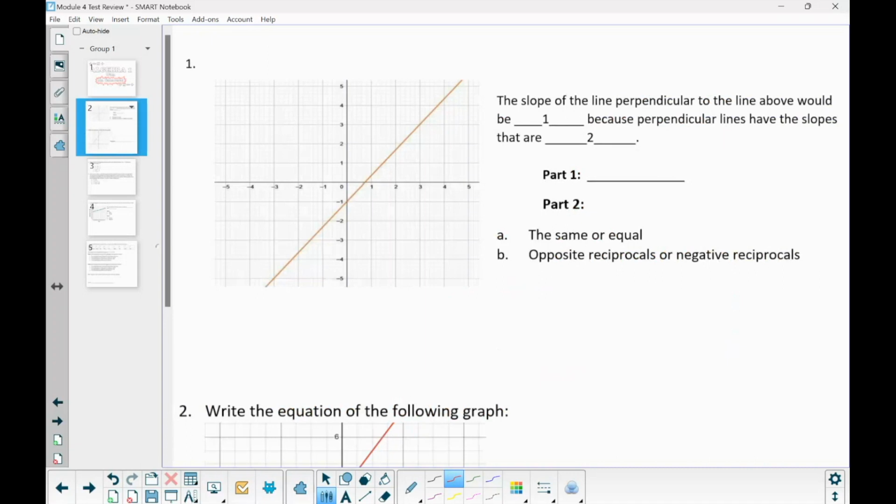So the first question says the slope of the line perpendicular to the line above would be blank, because perpendicular lines have slopes that are blank. So first we know that same slope is parallel. So I don't even need to know what perpendicular is to know that it is not the same or equal. So I know this is perpendicular.